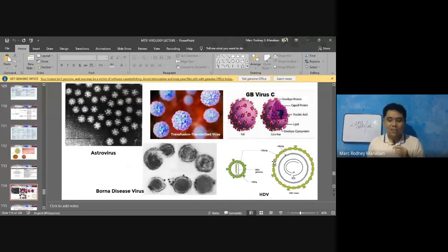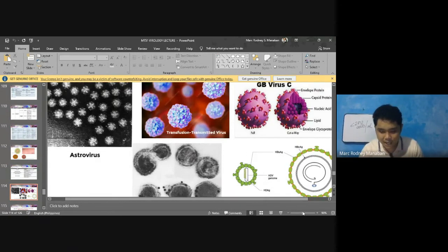Okay. Alright. Now, these are the pictures. Astrovirus, as you can see, looks like stars. Borna disease virus, TTV, GB virus C, and of course, HDV. As you can see, HDV has only a genome, and it uses the HBsAg of hepatitis B as its outer covering. It needs hepatitis B to replicate, because without hepatitis B, it cannot function or replicate.